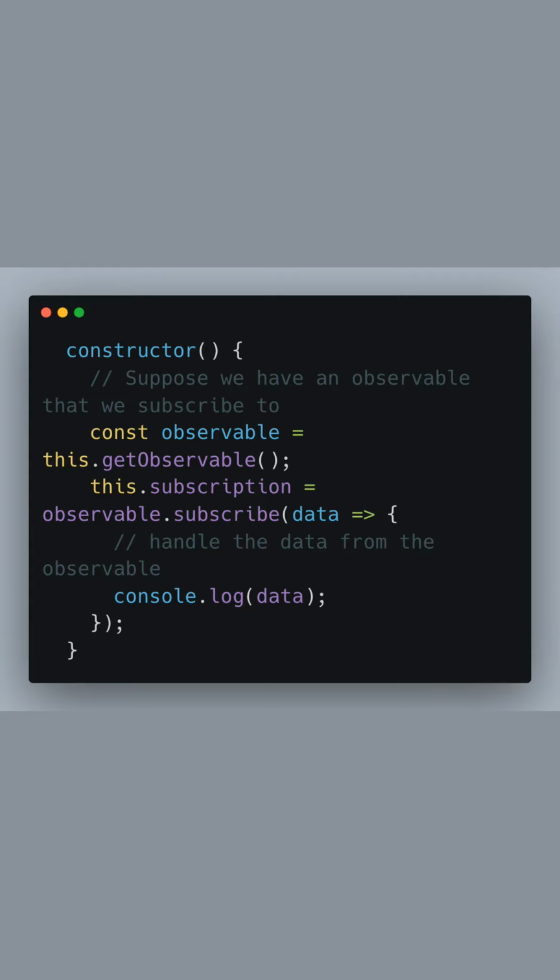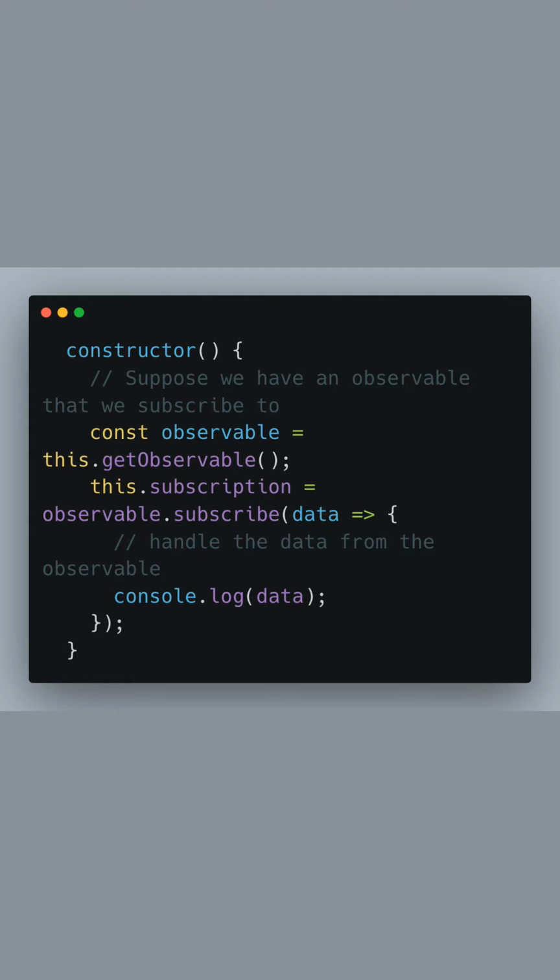Within the SampleComponent class, we declare a private property called subscription. This property will hold a reference to our observable subscription, which we need to keep track of so we can unsubscribe later. In the constructor of our component, we simulate obtaining an observable, here through a method called getObservable.